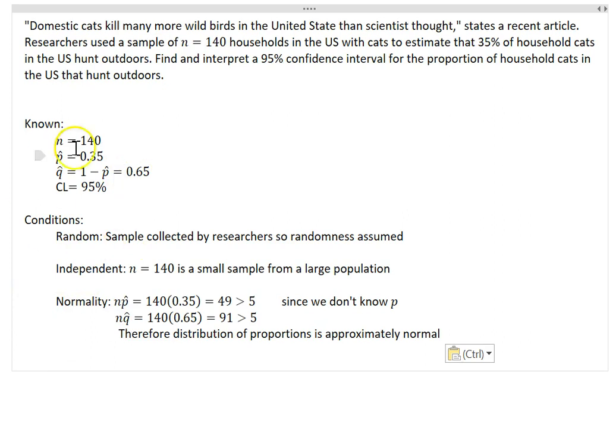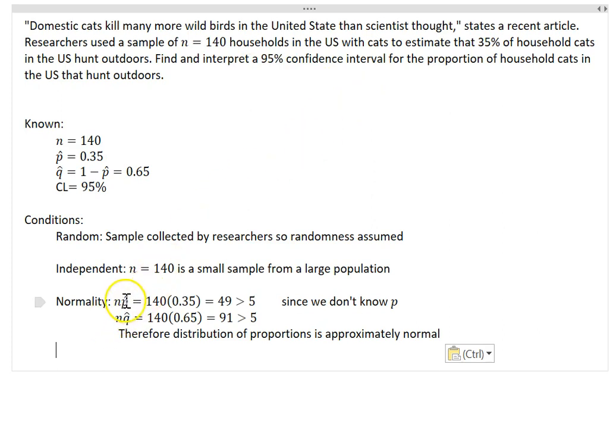So when we're talking about proportions, the way that I assume normality is that my sample size times my number of successes, or my expected number of successes, has to be more than 5, and my expected number of failures has to also be more than 5. Normally we would use the true proportion here, but I'm trying to guess the true proportion. I want to have a confidence interval that captures the true proportion.